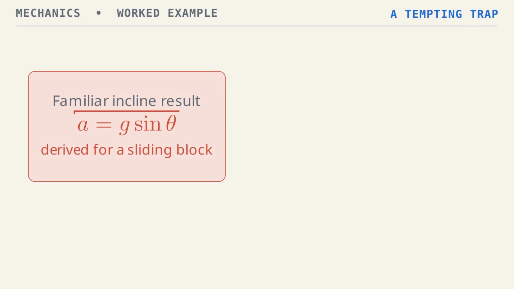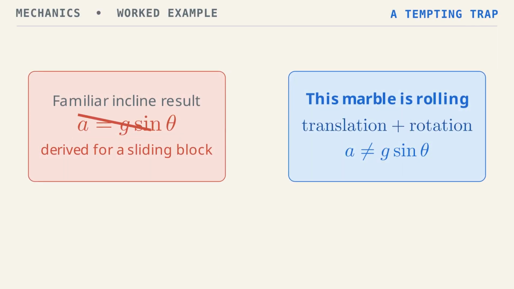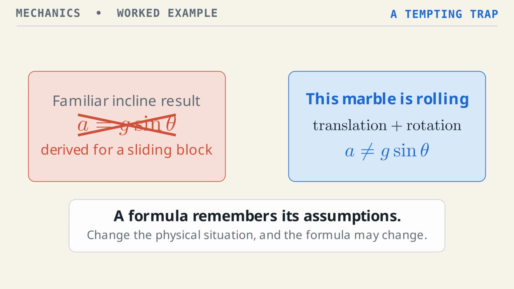A common trap is to remember the incline formula, acceleration equals g sine theta, and substitute 27 degrees. But that result was derived for a block sliding down a frictionless incline. Here the object rolls. Some of the gravitational energy must produce rotational motion, so the translational acceleration will be smaller. A formula remembers the assumptions used to derive it.